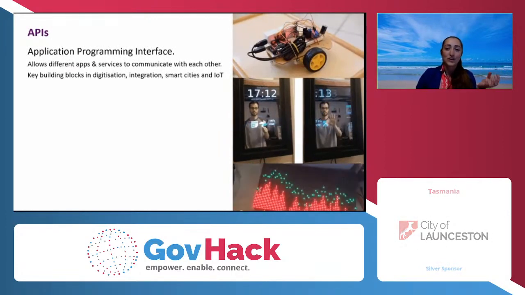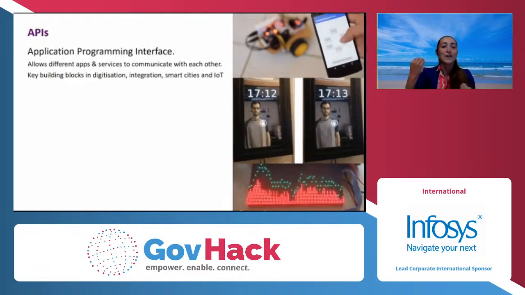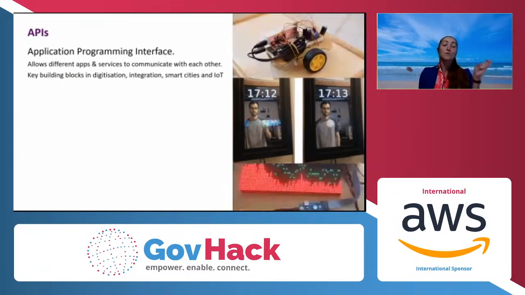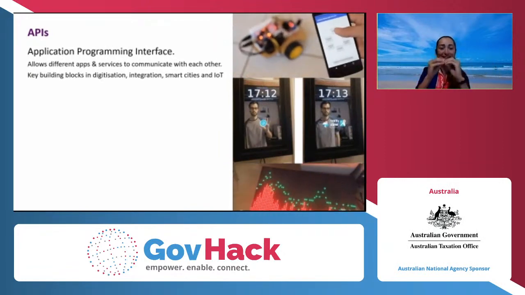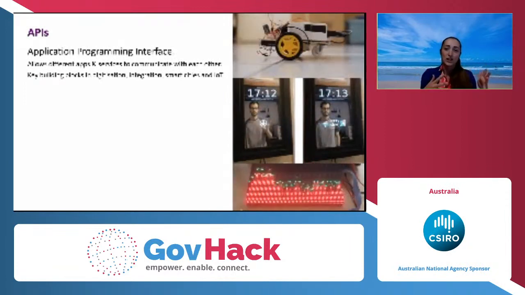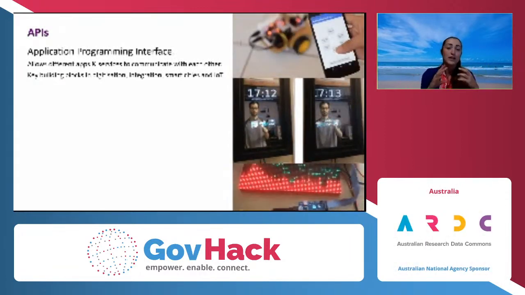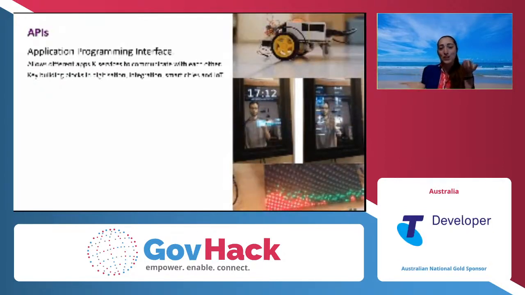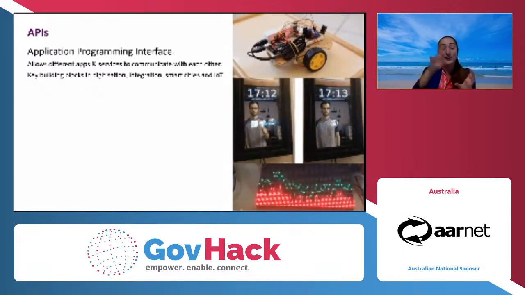And application is the app, I guess, that you're using, and interface is how you interact with that app, right? So APIs allow different apps and services to communicate with each other. It's usually 2 different software systems that are like talking to each other. And APIs are really key building blocks in a lot of the digitization initiatives going around at the moment, like smart cities and the Internet of Things. Because Internet of Things and smart city are built on digitization, right? They're machine-to-machine communications talking to each other. So they need some way to talk to each other safely, securely, and efficiently.